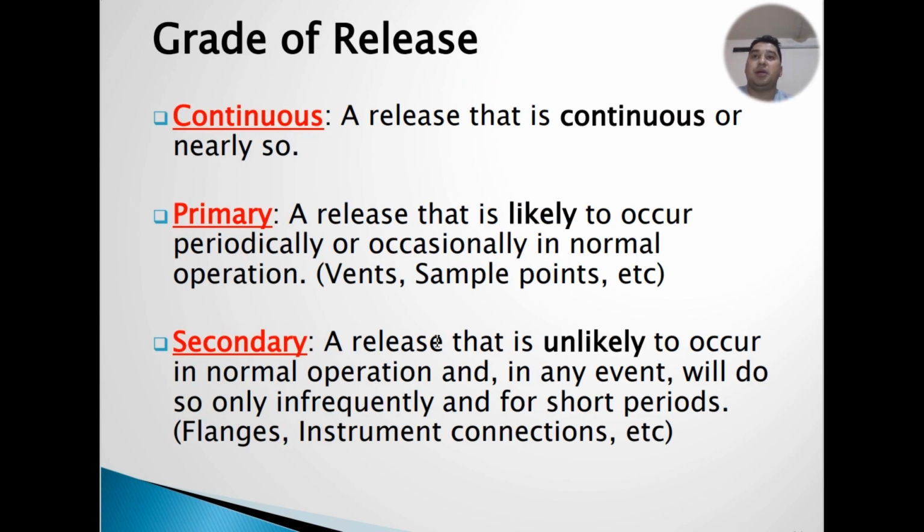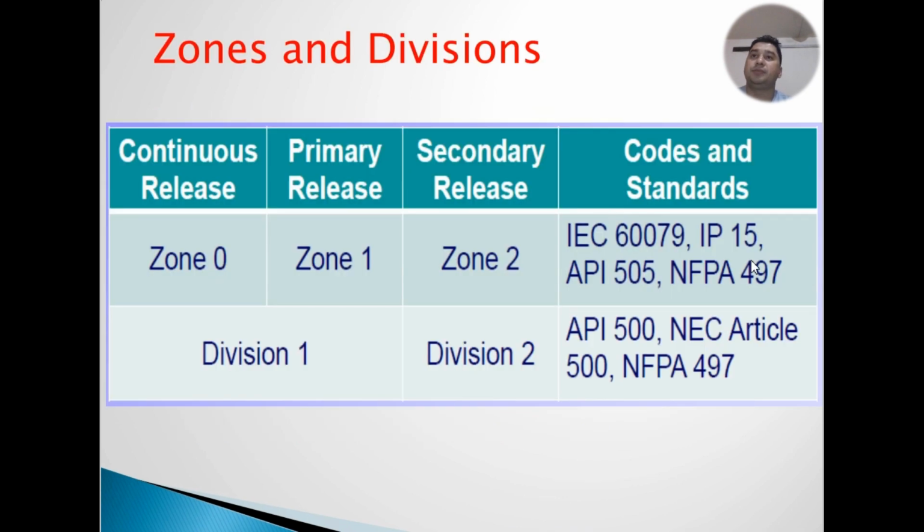And grade of release. Continuous: a release that is continuous or nearly so. Primary: a release that is likely to occur periodically or occasionally in normal operation, through vents, sample points, etc. Then we have secondary: a release that is unlikely to occur in normal operation and in any event will do so only infrequently and for short periods of time, like flanges, instrument connections, etc.